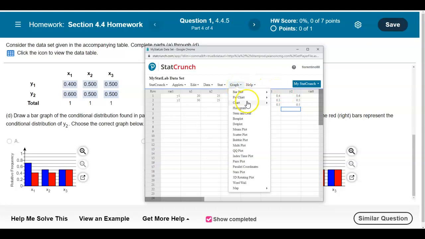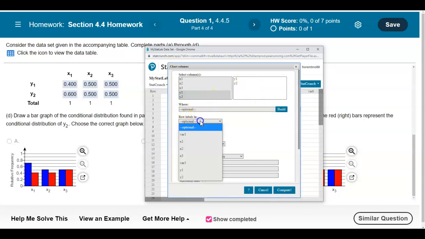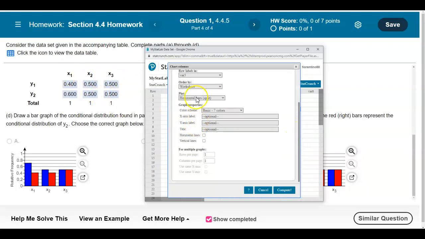So let's go to graph. We're going to go to chart and select columns. We want to make sure that y1 and y2 represent our columns. We want to make sure our rows are labeled in VAR5, because that is the column we created for x1, x2, and x3. We want to make sure it's a worksheet, and that they are vertical bars that are split. We know our y-axis is going to be relative frequency, and we're going to use horizontal lines to determine if we have the correct bar graph.